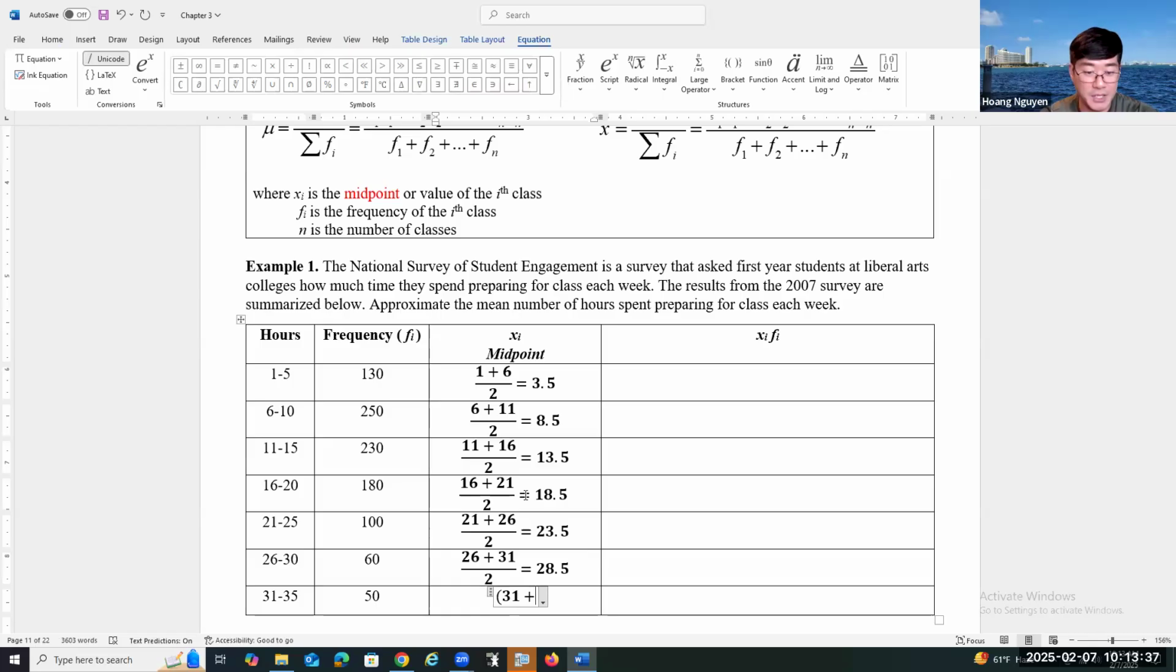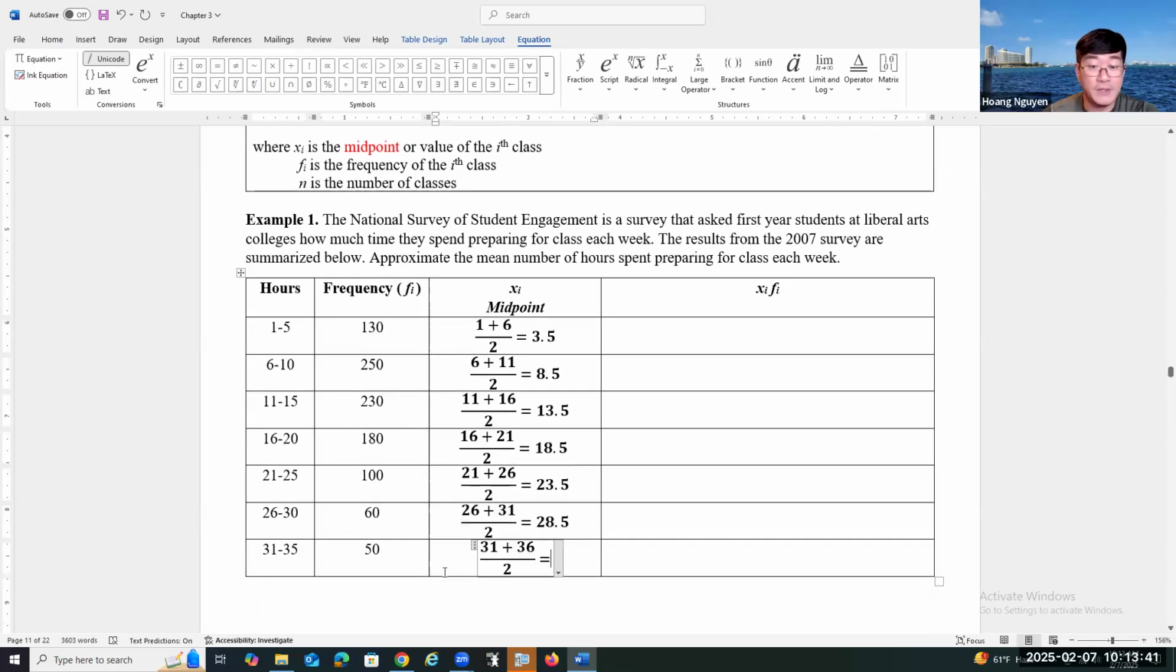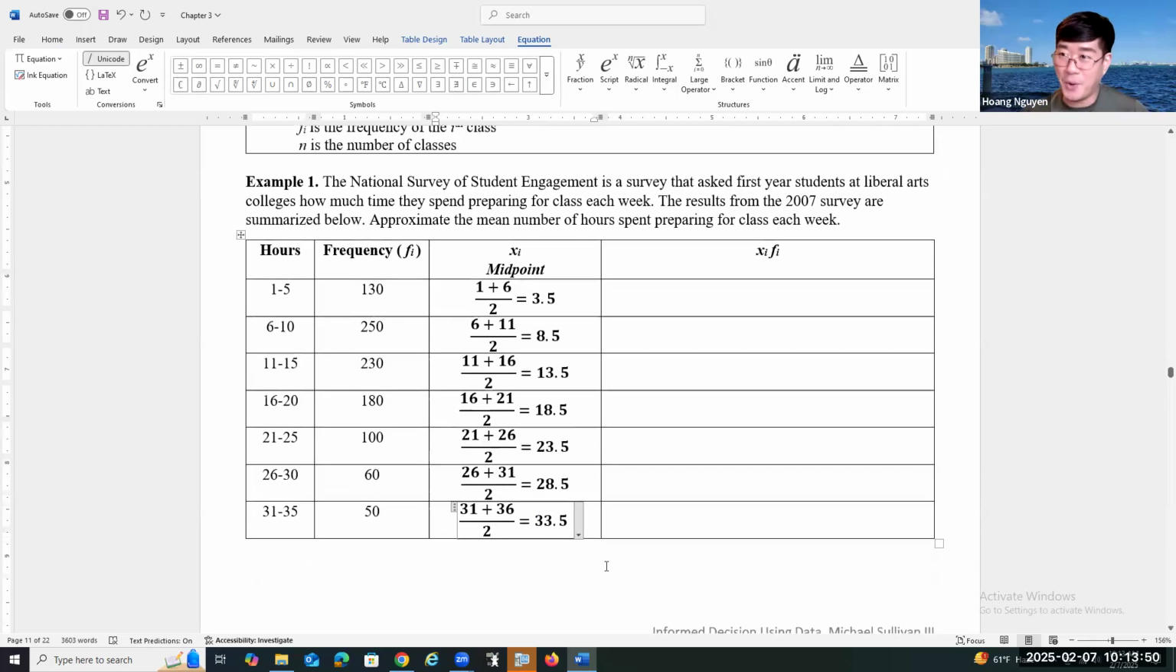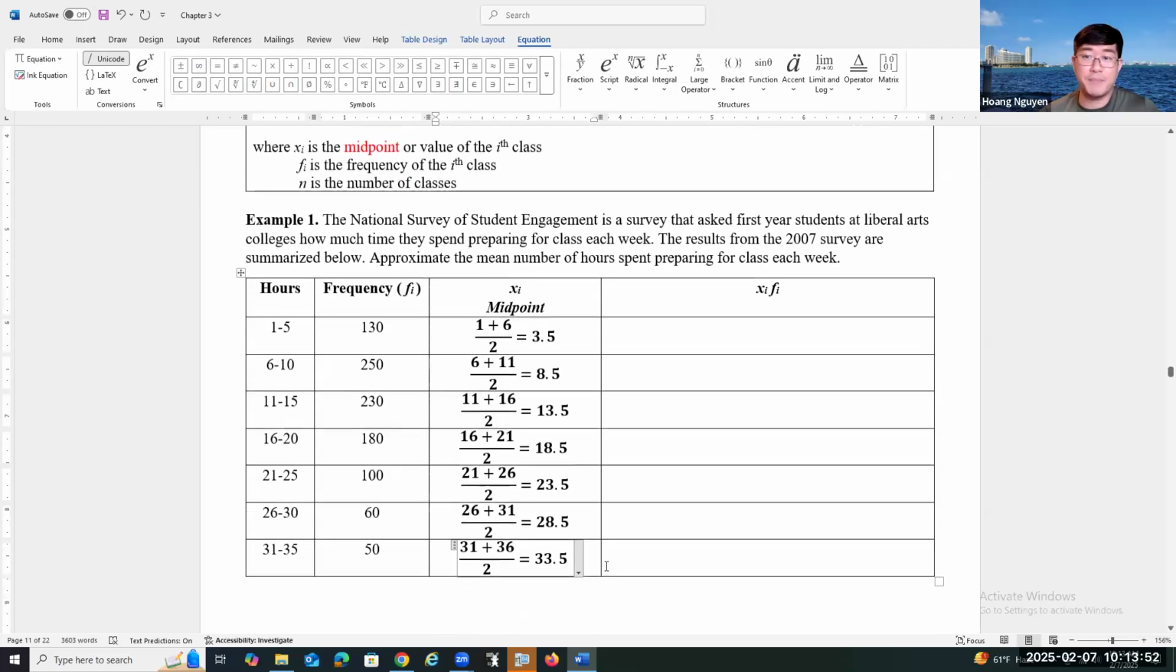And the last one is going to be 31 plus what? The next lower class limit should be 36, right? Divided by 2. So 31 plus 36 is going to be 67, so 33.5. Okay, so we just calculate the midpoint.